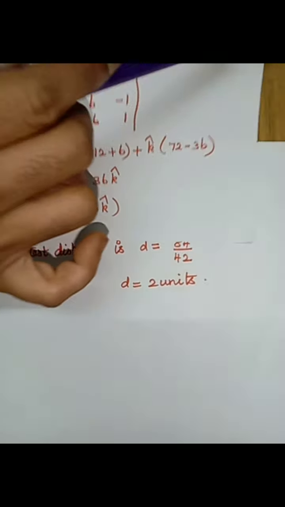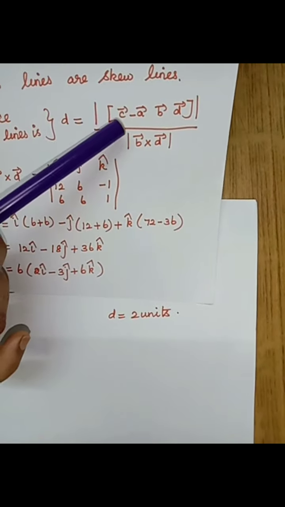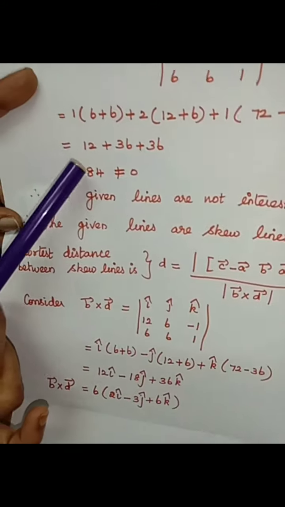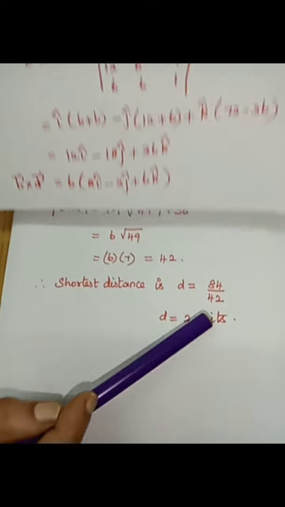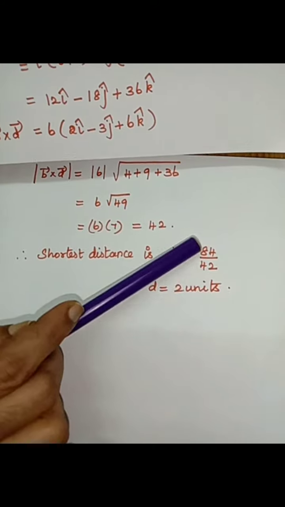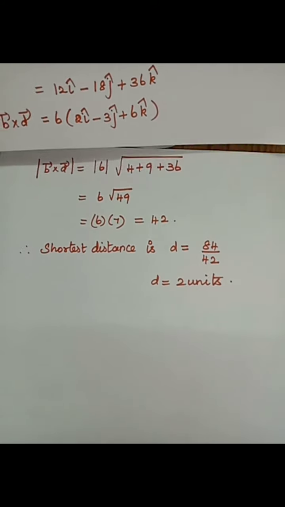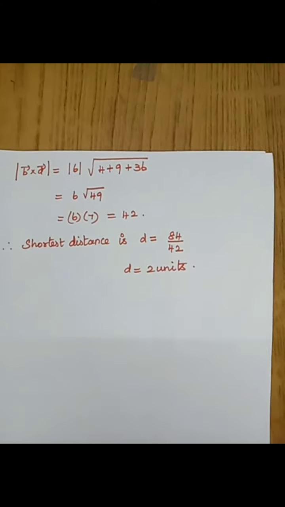Substitute in the formula. So the formula is this. The numerator answer is 84 and the denominator answer is 42. So 84 by 42 is equal to 2. So in this way you have to find the shortest distance between the skew lines.